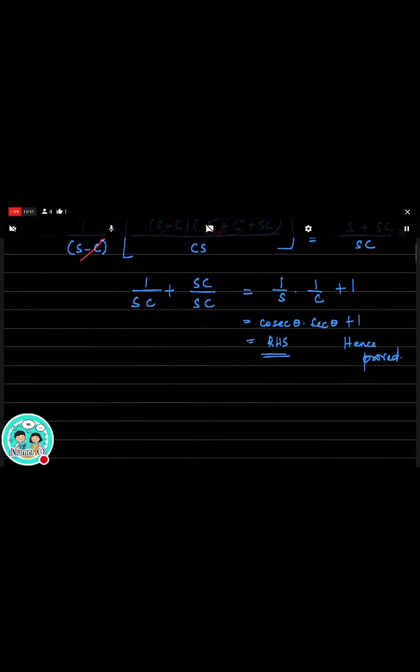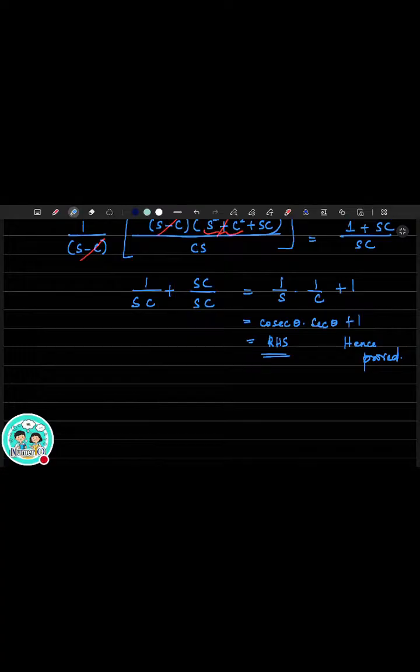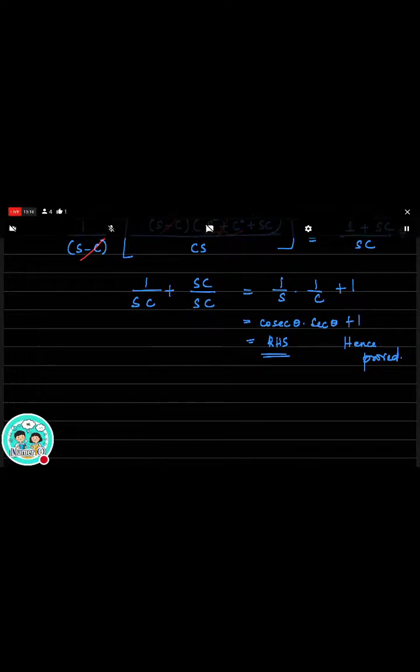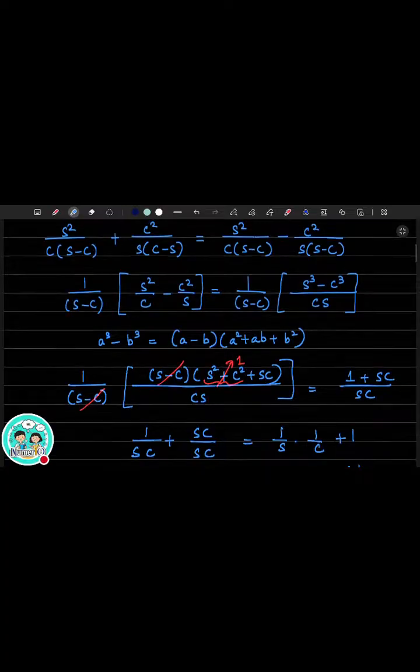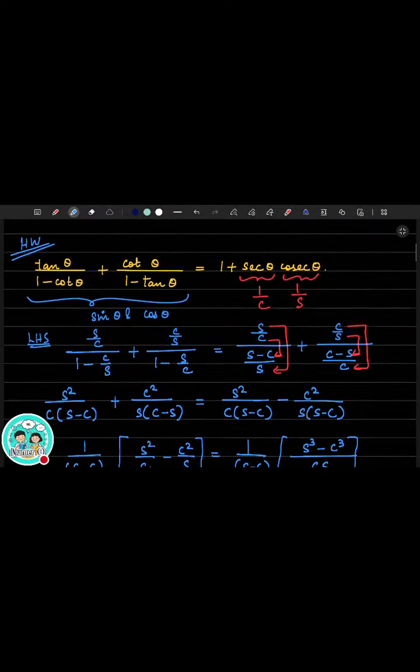So this is how you have to do it. Okay, so let's move on. Let me know if you have understood. Let me know if you were able to solve, and then we can proceed.